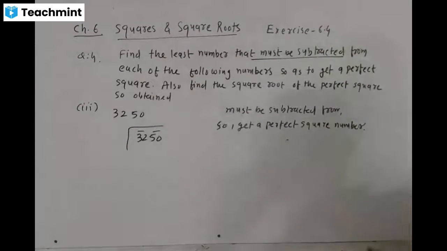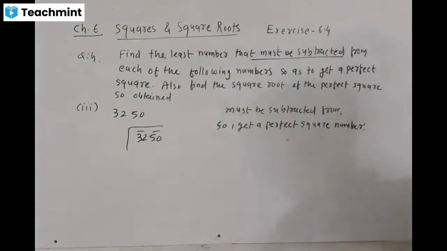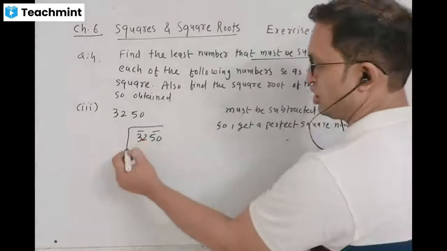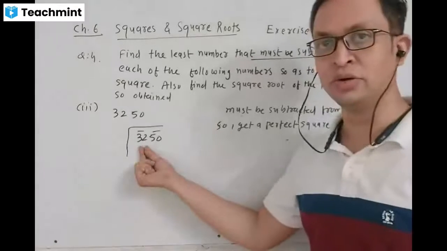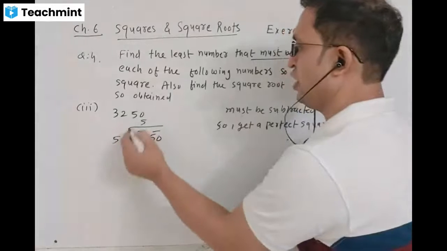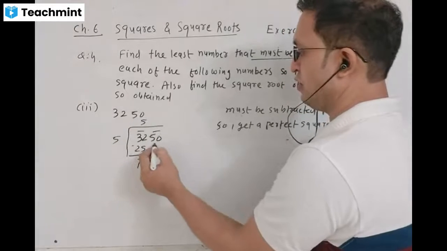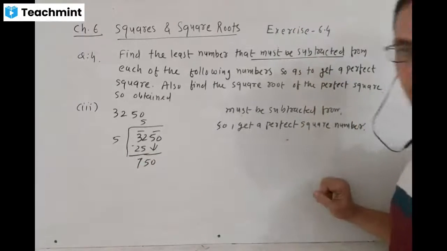How to solve this question? 3250. Here the group is 50 and 32. Find the smallest perfect square number which is less than 32. Here the number is 25. 5 5 are 25. 32 minus 25, that is 7. And 50 is in the form of 750.